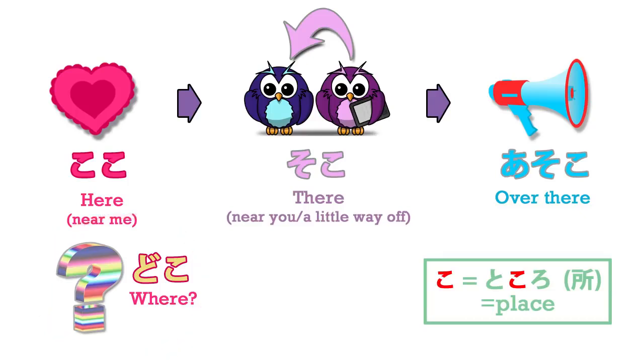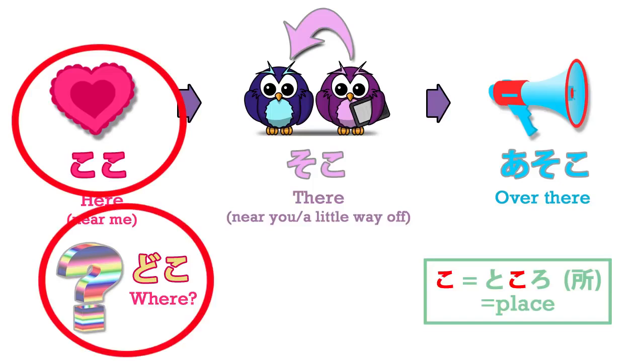So the ko words mean here, possibly near to me. The so words mean there, often near to you. The a words mean over there, and the do words form a question. So in anime or manga, you'll often see someone saying, Koko wa doko? Where is this? Literally, speaking of this place, where is it?